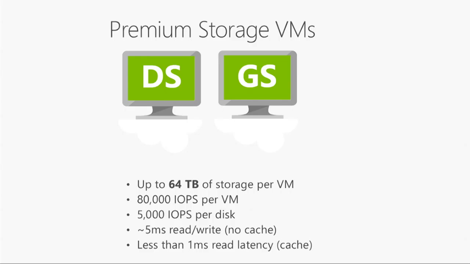You can also have up to 80,000 IOPS. That's 5,000 IOPS per disk that you attach to your VM. And with no cache, you're actually seeing around a 5 millisecond latency for both your read and write. And with cache, it's less than 1 millisecond for read latency, which is ridiculous in speed.